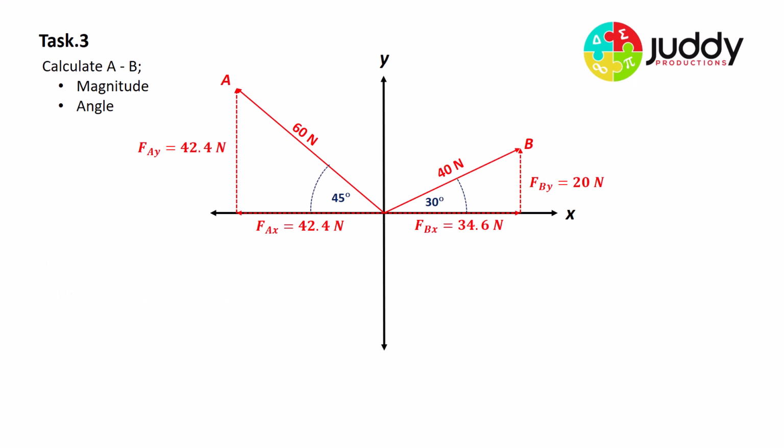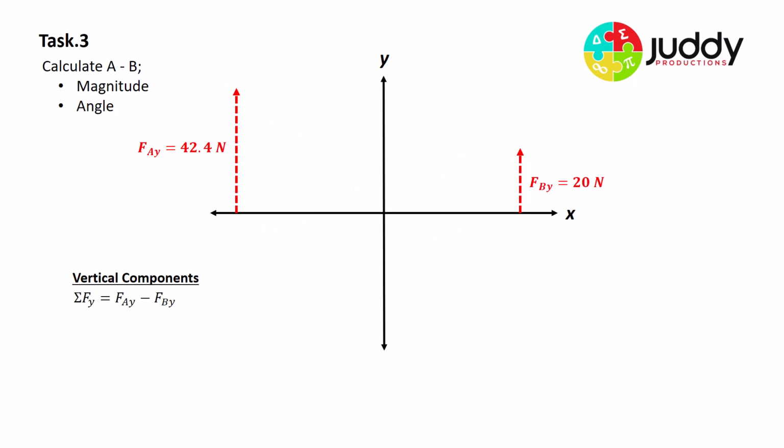Task number 3, we want to calculate vector A, take away vector B. Let's do a similar process to our previous one. So our vertical components, we can see again, we've got the same two vertical components, but this time we're going to take them away. It's force A vertical component, take force B vertical component.